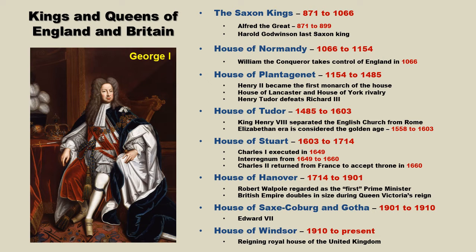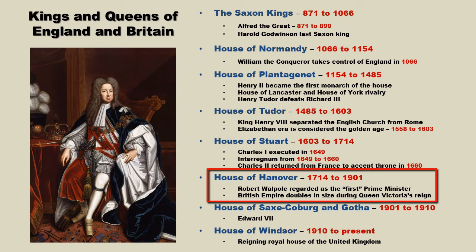After Anne's death, George I became king. George was Anne's closest living Protestant relative. George's succession established a new house, the House of Hanover. It was during George's reign that the powers of the monarchy diminished even further.